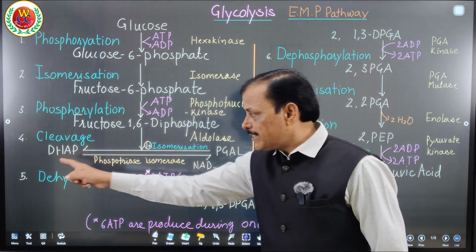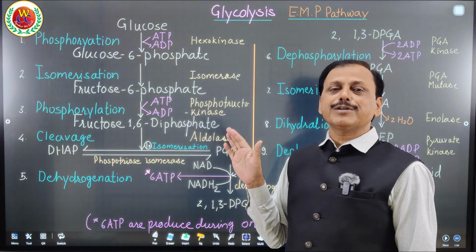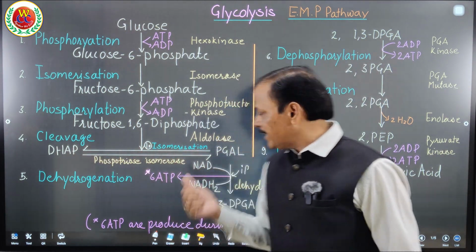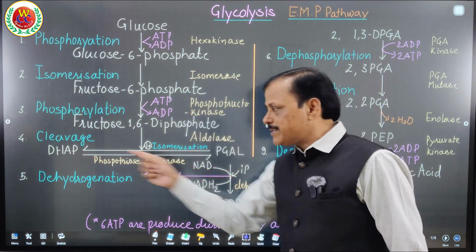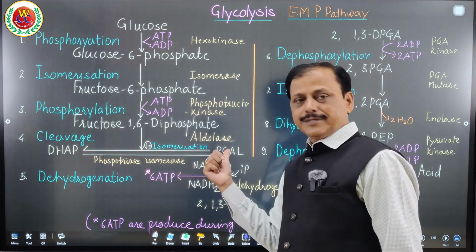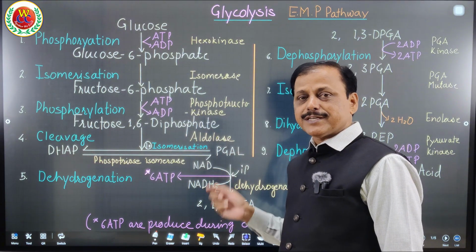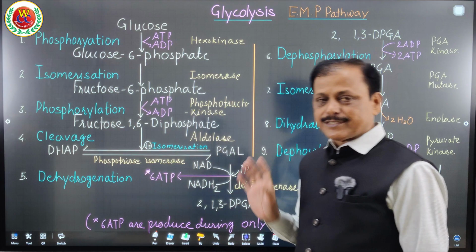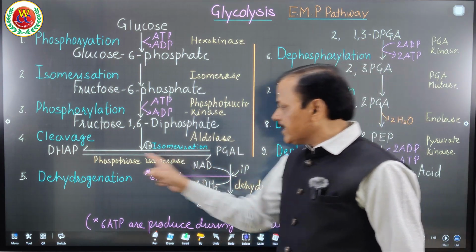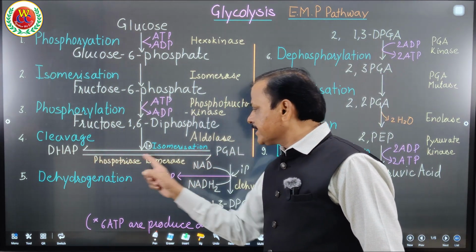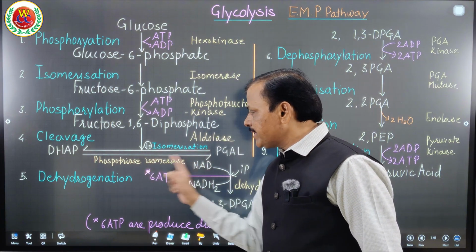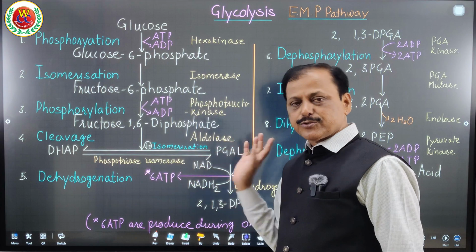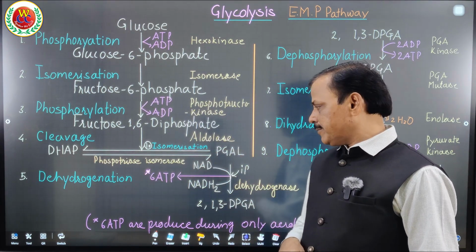So 6 carbon splits into 2 three-carbon molecules, DHAP and PGL. They are isomers of each other, so they can convert into each other as per the requirement of the cell. When we require PGL, DHAP converts into PGL and forms 2 molecules of PGL. Thus, these 2 molecules of PGL undergo dehydrogenation and that is continued. But here we have to understand, since they are interconvertible, that isomerization occurs in the presence of phosphotriose isomerase. That enzyme also you have to remember.